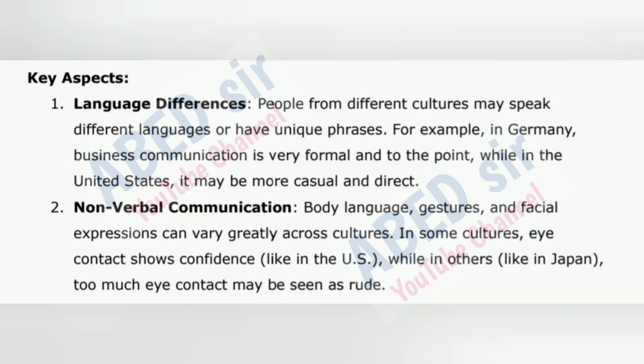1. Language differences. People from different cultures may speak different languages or have unique phrases. For example, in Germany, business communication is very formal and to the point, while in the United States, it may be more casual and direct. 2. Nonverbal communication. Body language, gestures, and facial expressions can vary greatly across cultures. In some cultures, eye contact shows confidence, like in the US, while in others, like in Japan, too much eye contact may be seen as rude.